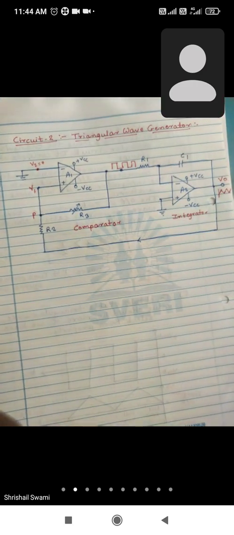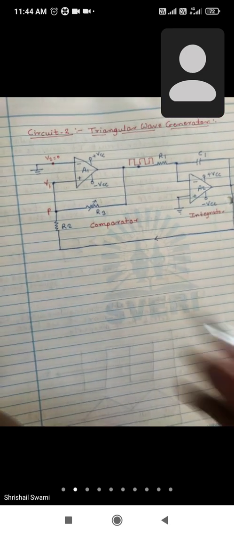The comparator will give the output in the form of two states, plus Vset and minus Vset. That we have already learned in unit number 4. So this is circuit 2, or we can call it figure number 1, the triangular wave generator, circuit 2.